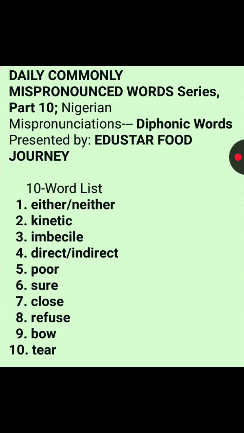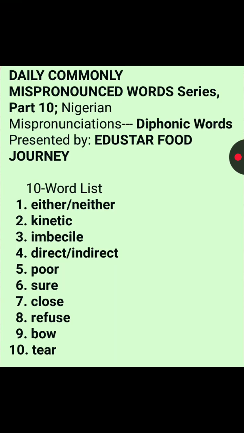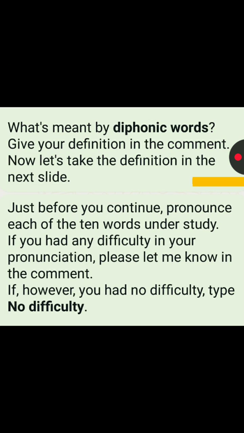T-E-A-R. Now I would like you to attempt pronouncing each of these words. In fact, give me the one that you were able to pronounce perfectly after going through your dictionary to check on each of these words and how they are pronounced. Just type the one you got very correctly, either 1 or 2 or 3, as the case may be. Type them for me in the comment. Let's go deep into this study.